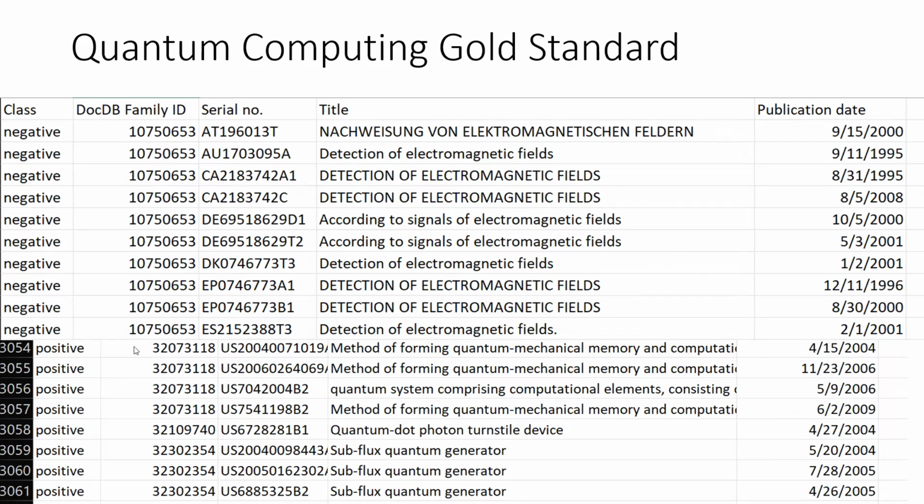Similarly, if we look down here between lines 3054 and 3057, I've got three titles that look to be identical: "method of forming quantum mechanical memory and computation." And then I've got this other title that says "quantum system comprising computational elements consisting of," and it's got a bunch more words. And again, it could be saying the most important word here from a weight perspective is quantum. And perhaps it's looking at what's in the "consisting of" to determine if there are any other words there that match. So it's focusing in on what's the most important word in its weight. And if I had just kept the first one, I'd lose those small differences in the learning.